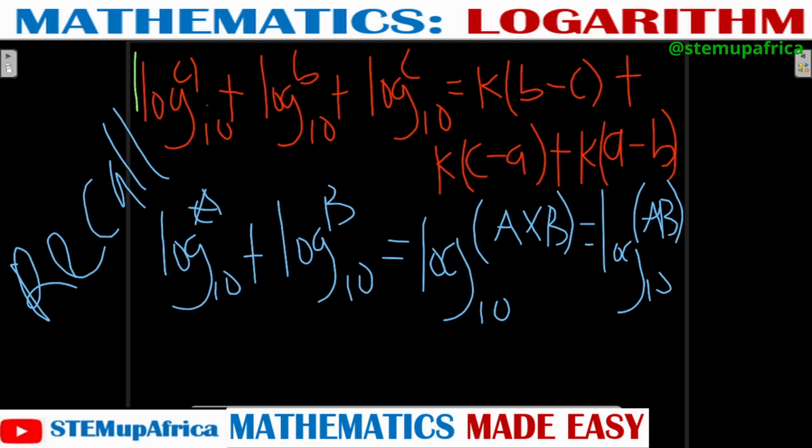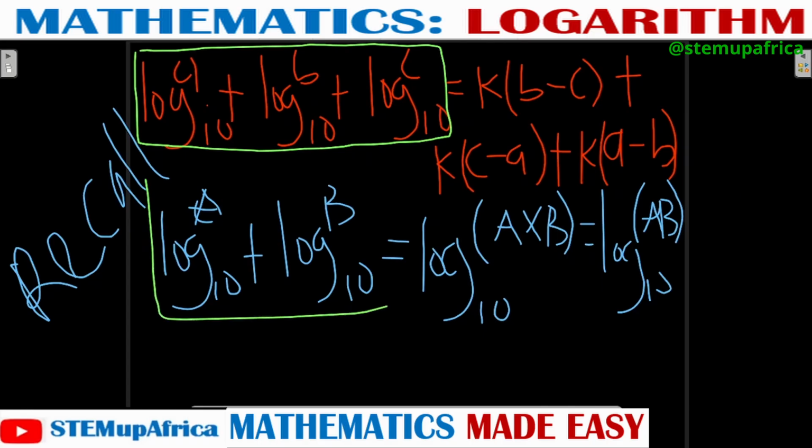Let's apply the concept here, because we are adding three logarithms, but they have a common base. You can only apply this law here if the bases are the same. That's the only condition to apply the law. We satisfy the expression that we have. So let's take the logarithm as one while we multiply the powers.